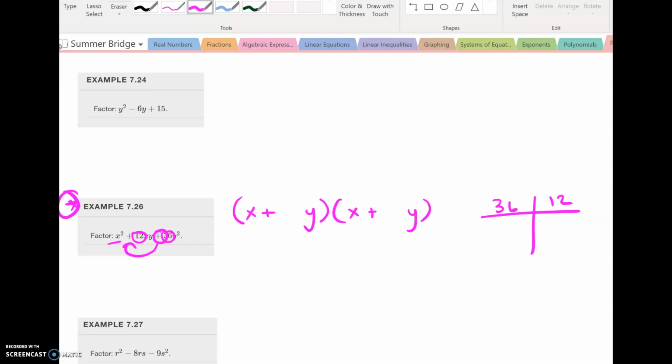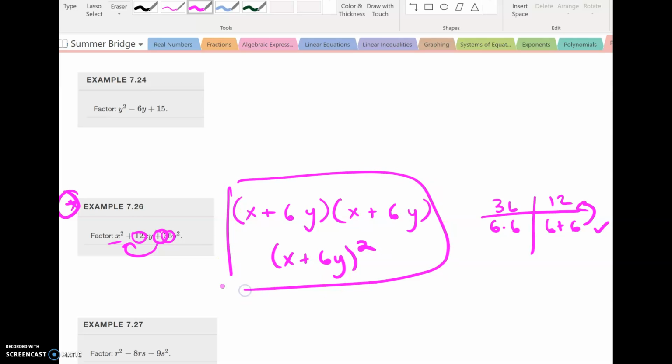Just for time's sake, I'm going to already tell you that it's going to be 6 times 6, which is 36, and 6 plus 6 is indeed 12. So that's going to be our winner here. So we're going to have 6 and 6 here. If we were to multiply this out, we would end up with this exact same thing. Another way we could write it is x plus 6y quantity squared. So just a couple different options. Either one of these would work, but just want to make sure we have that y in that second term as well for both of them.